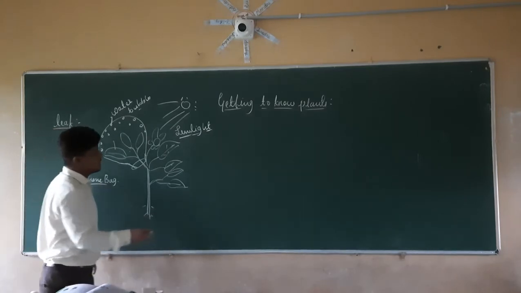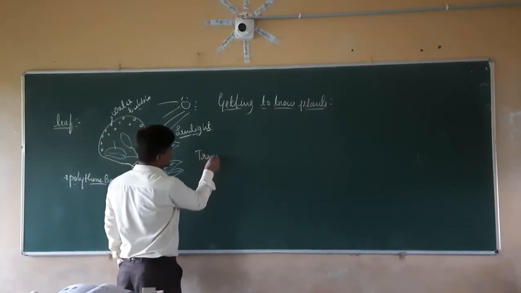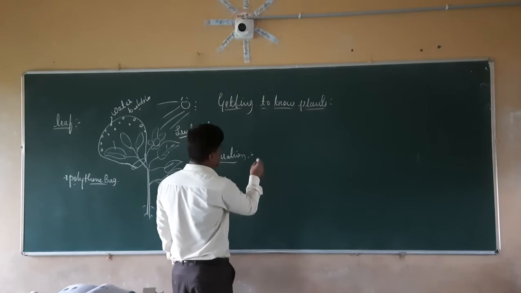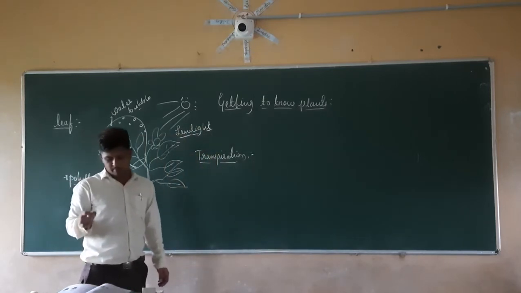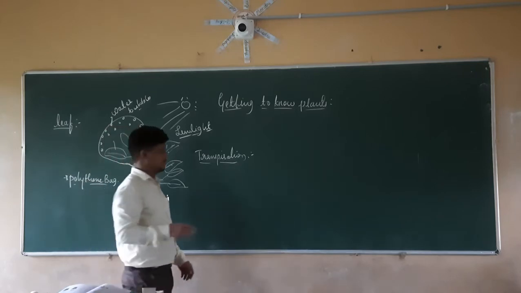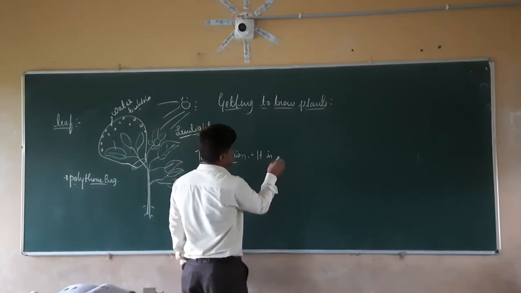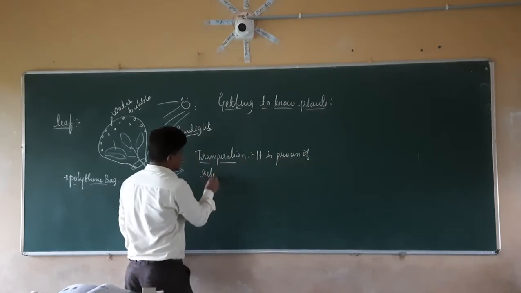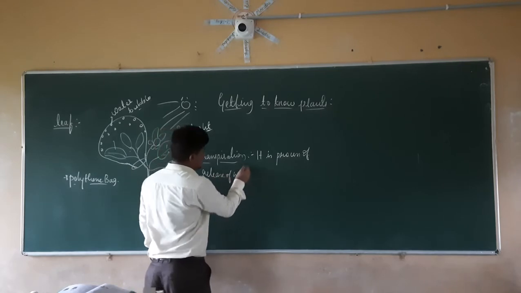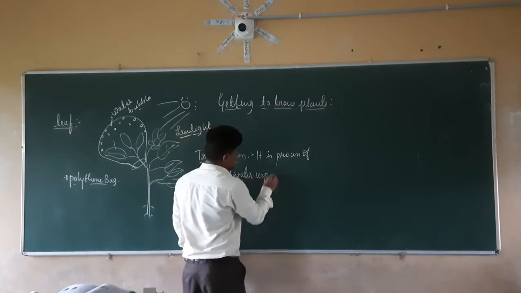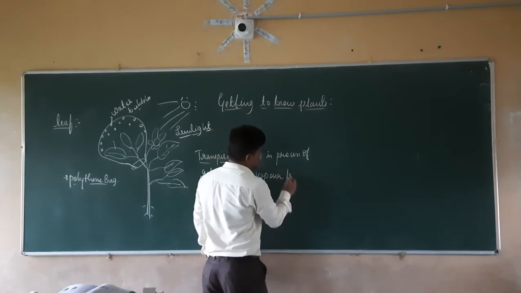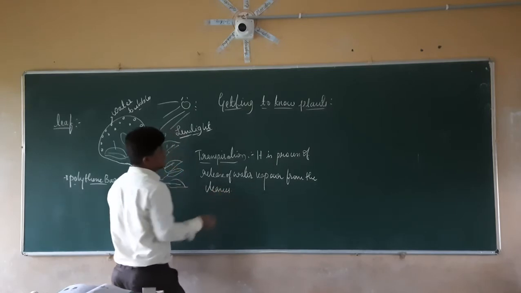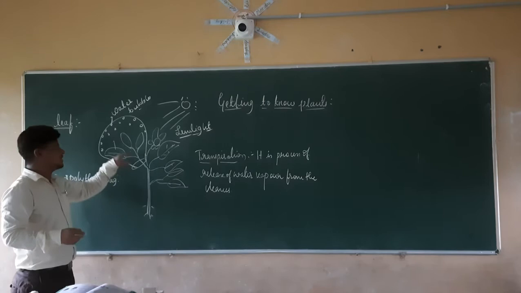So what is transpiration here? Transpiration is the water that comes out of the leaves in the form of vapor. It is the process of release of water vapor from the leaves. These leaves are releasing the water vapors.